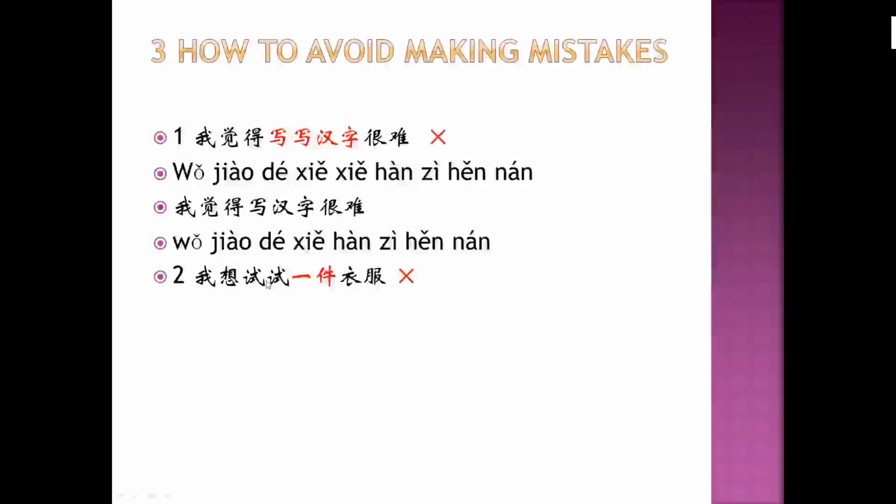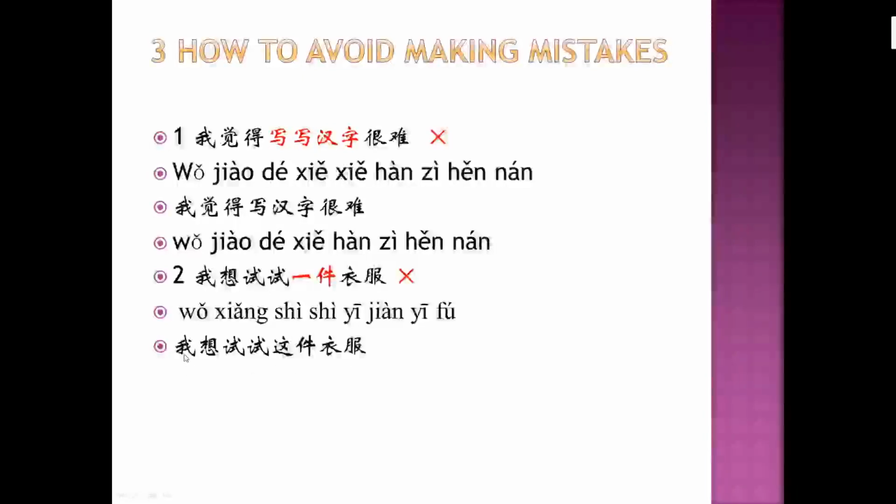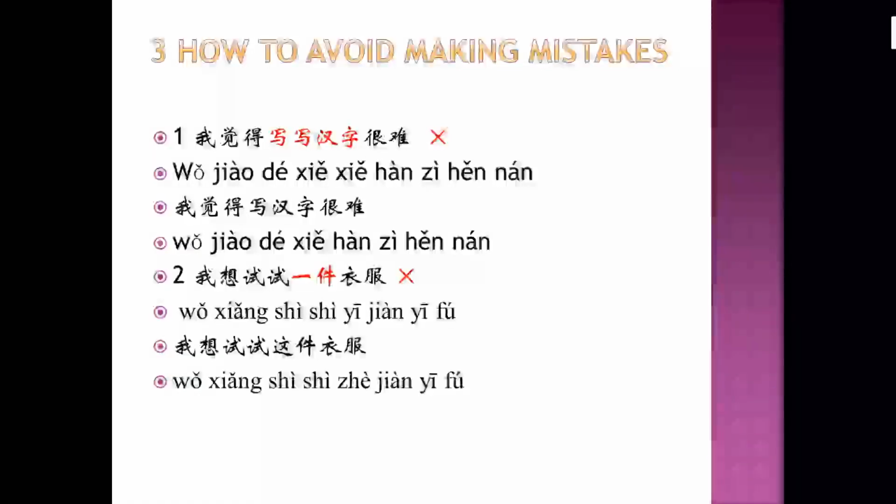Number 2, 我想试试一件衣服. And here, when you say this try, 试试, this verb reduplication, you don't need to follow it with 一件 clothes. You can't say that. You should say this clothes or that clothes. So the correct one is 我想试试这件衣服. Okay, just you want to try this clothes or this dress.